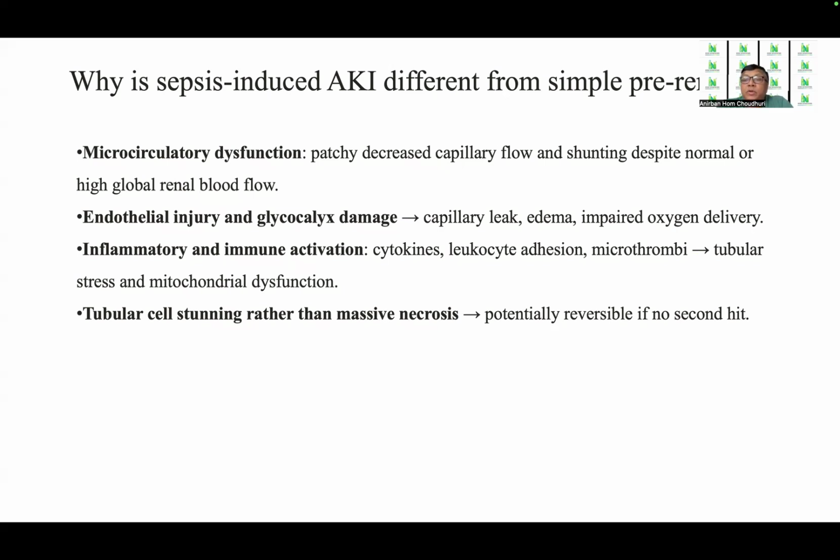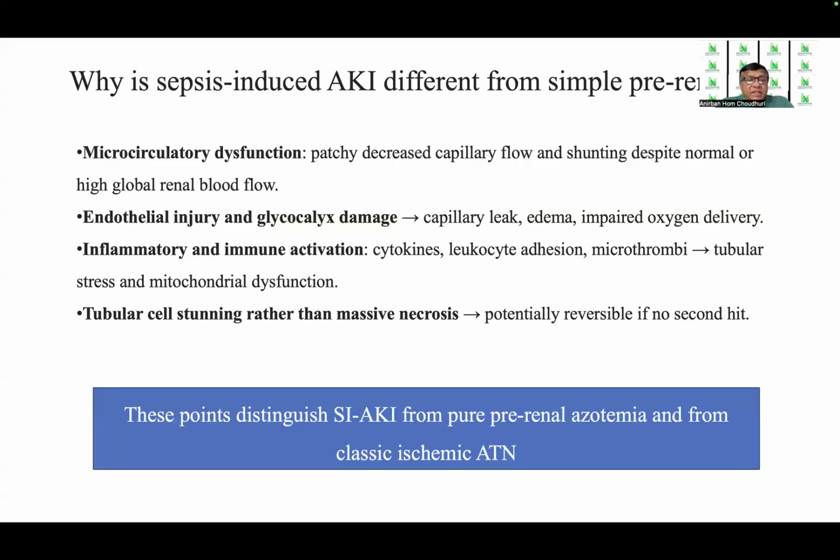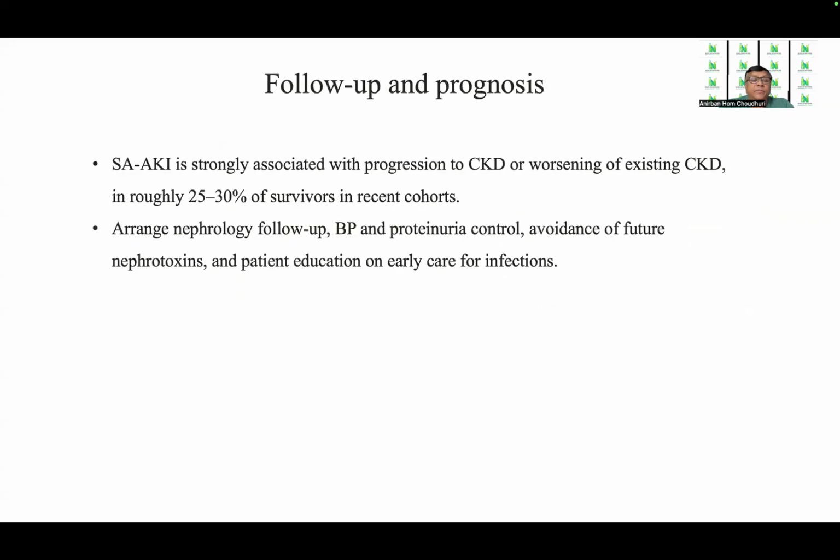rather than massive necrosis, which is potentially reversible if there is no second hit. So one has to act early. The management should be very fast so that there is no second hit. And these are the points which distinguish sepsis-induced AKI from pure prerenal azotemia and from classic ischemic acute tubular necrosis.